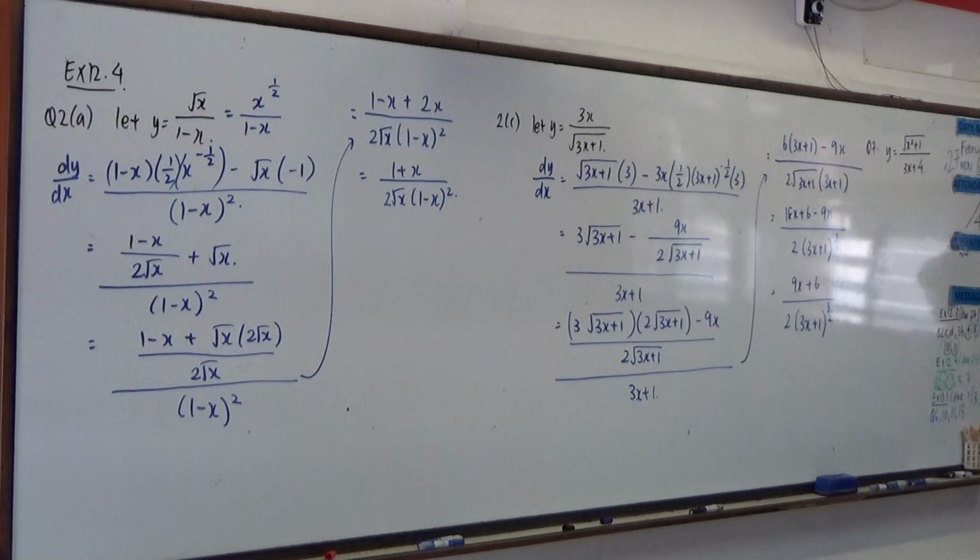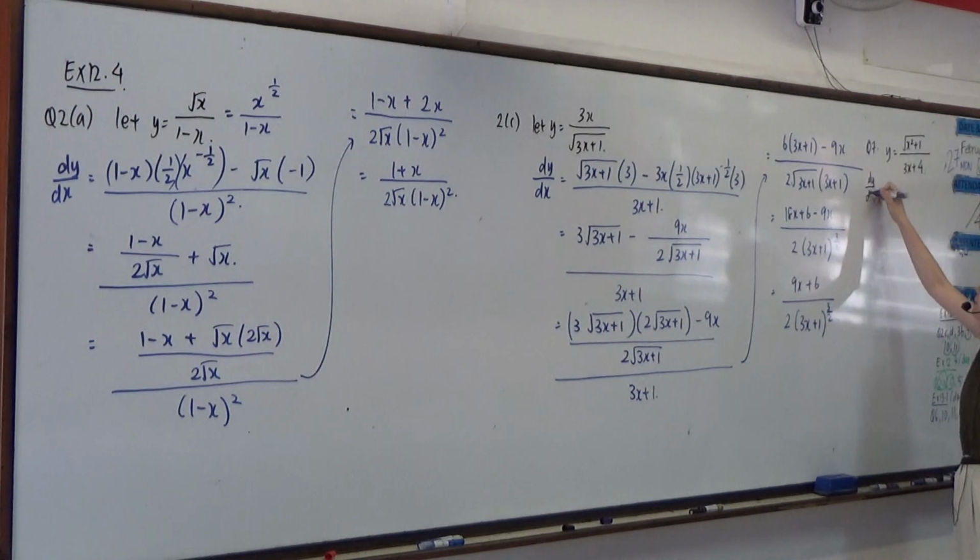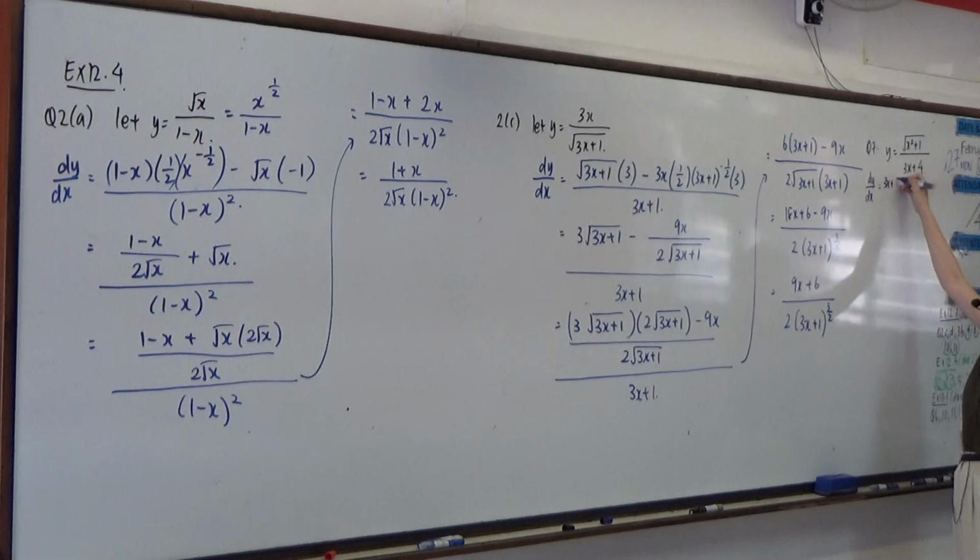Question 7, you want to find the value of dy over dx when x is equals to 0. That means that we first find out what is dy over dx. Keep bottom, differentiate top.